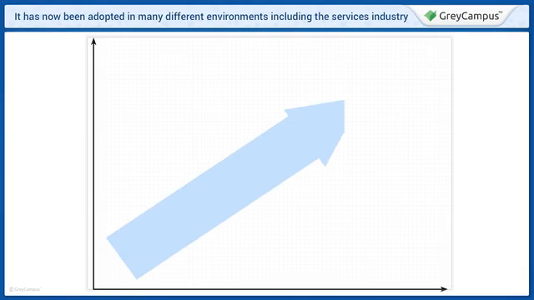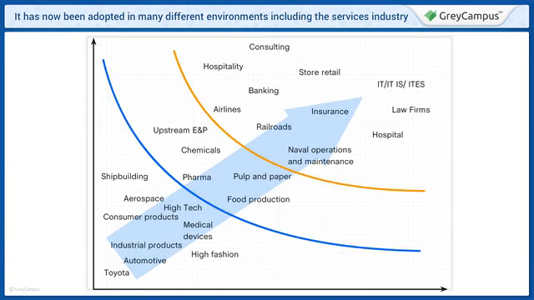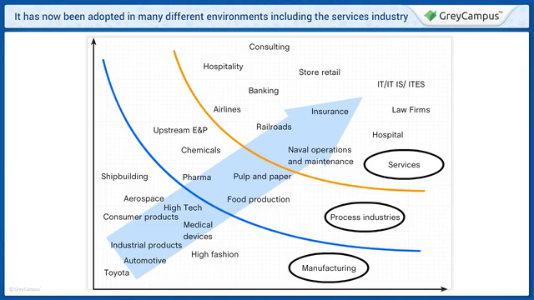Six Sigma started with manufacturing industries like automotive, consumer products, shipbuilding, etc. Its methodology was adopted by process industries such as pharmaceuticals, food production, pulp and paper, etc. Currently, we are in the age of the service industry, and Six Sigma has been beneficially adopted by the service industry along with lean tools.